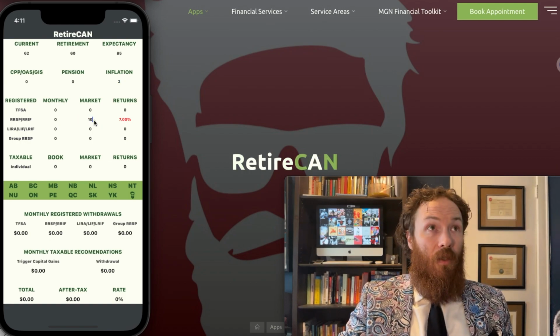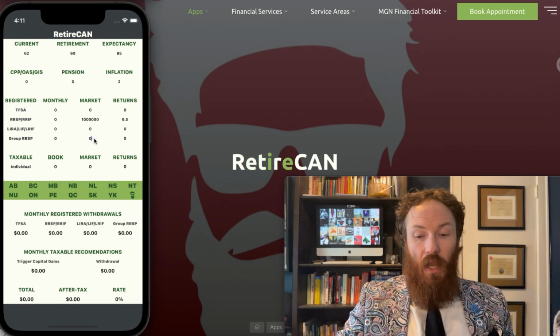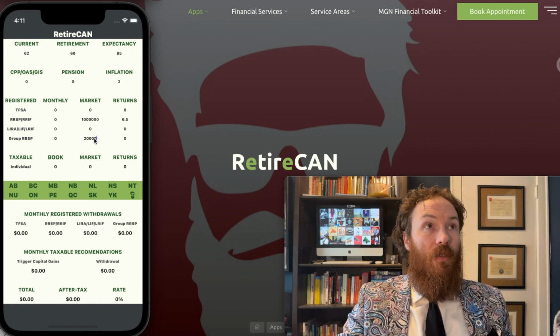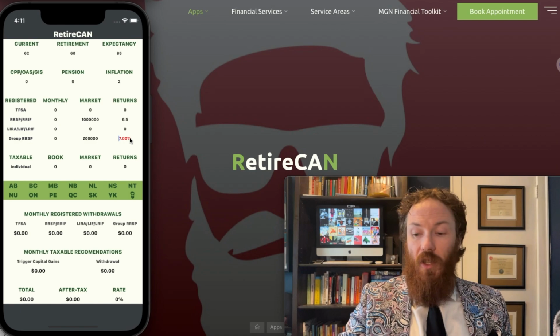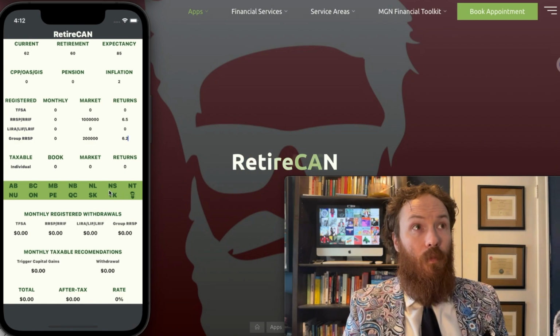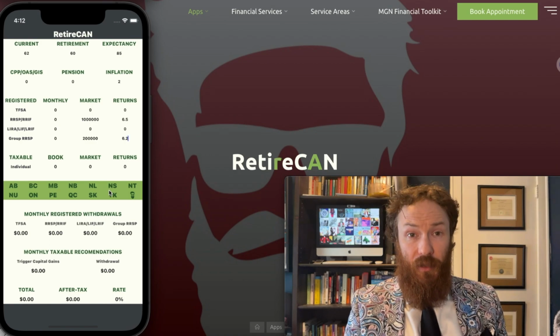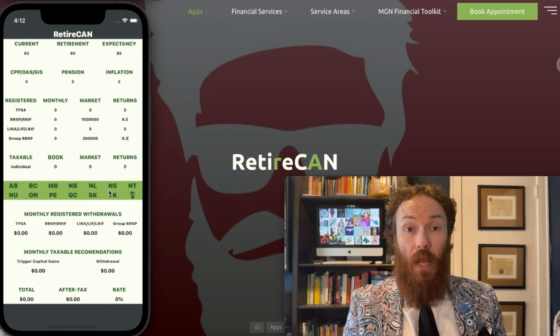Now, let's say they've got $1 million in their RRSP, and let's say they have another $200,000 in a group RRSP, a job that they worked before retirement. And that one is currently getting 6.2%. Basically, all you have to do now is click what province you live in, and it's going to design your retirement withdrawal stream based on the returns specific to the investments.